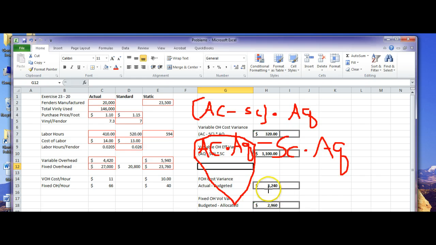Oh, sorry, I'm off the page. Let's do this real quick. No, that won't work. How do I make this? I can't do it. Yeah, it's not going to let me make this larger. Okay. Actual cost times actual quantity is going to be actual variable overhead minus SC times AQ.